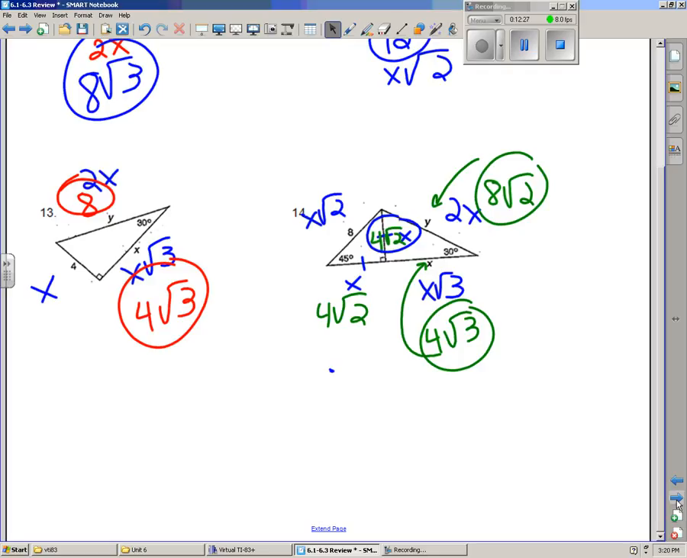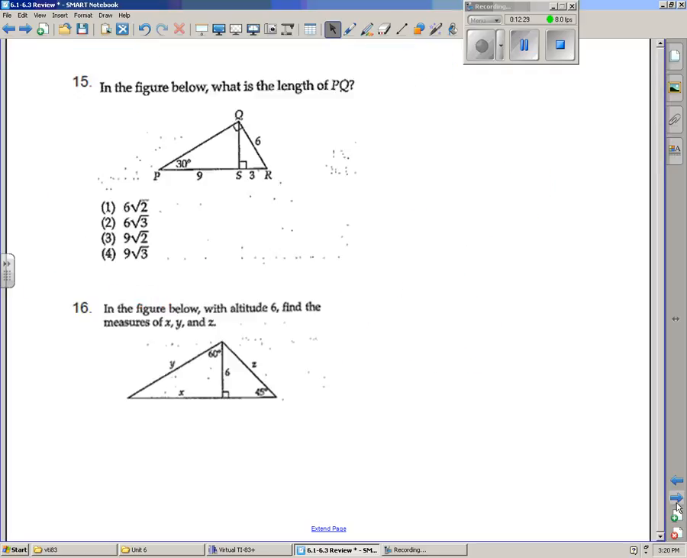Okay, last page. 15. In the figure below, what's the length of PQ? Well, PQ happens to be the 2x side of a 30, 60, 90 triangle. So this happens to be a 2x side, where this guy right here, PS, happens to be the x radical 3 side. And then this guy right here happens to be the x.